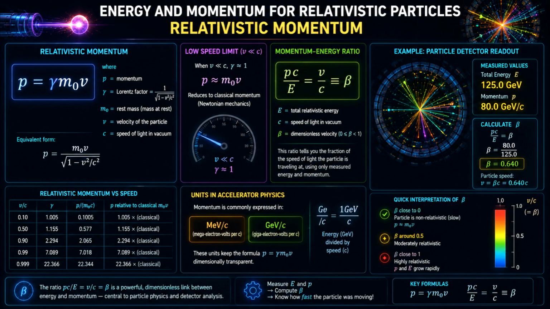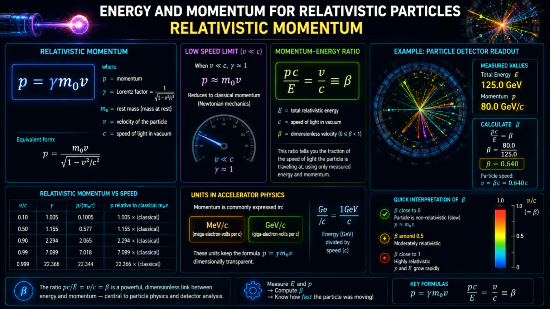This ratio tells you immediately what fraction of the speed of light a particle is traveling at, given only its measured energy and momentum, a quantity directly accessible in particle detectors. In accelerator physics, momentum is typically expressed in units of megaelectronvolts per c or gigaelectronvolts per c, keeping the formula dimensionally transparent.